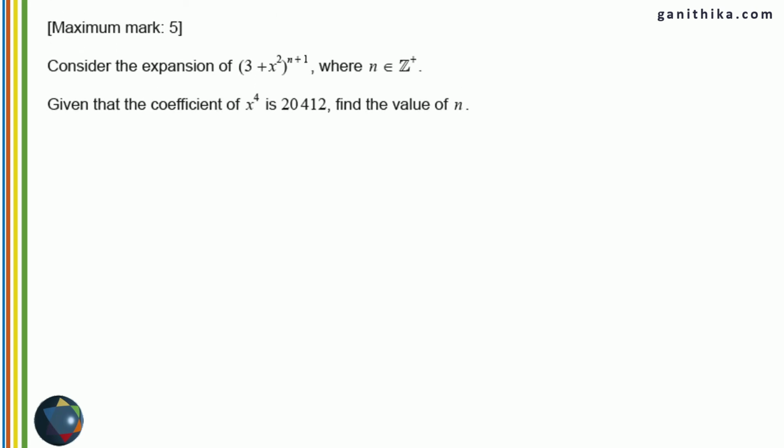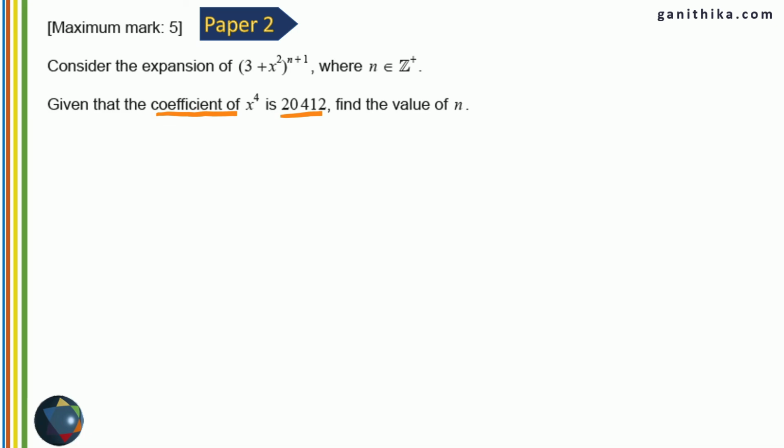Let's proceed to the next question. This is for 5 marks and it is for paper 2, so you can use your calculator again. Consider the expansion of (3 plus x squared) power n plus 1. In this you have got the coefficient of x power 4 is 20,412. You have to find the value of n.